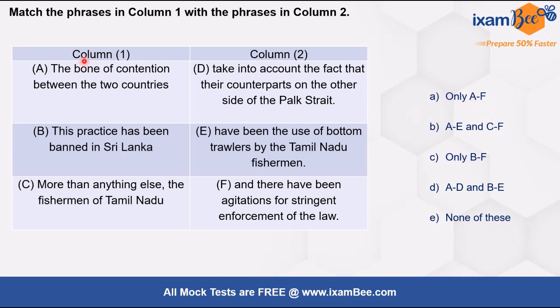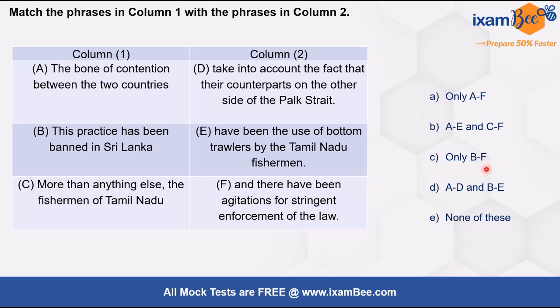So let's see this. AF, the bone of contention between the 2 countries, and there have been agitations for stringent enforcement of the law. So AF clearly is making no sense, right? So A cannot be the answer. Now moving on to B, it says AE and CF, right? AE says the bone of contention between the 2 countries have been the use of bottom trawlers by. So the moment we read this, it says here have been, right? So have been is incorrect. It should be has been if the bone of contention is the subject, right? So AE is grammatically incorrect. It cannot be the answer, right?